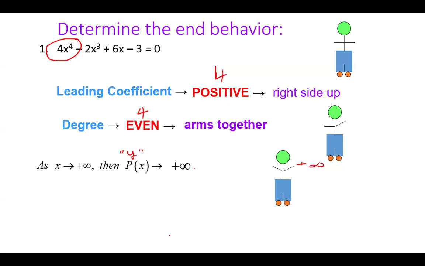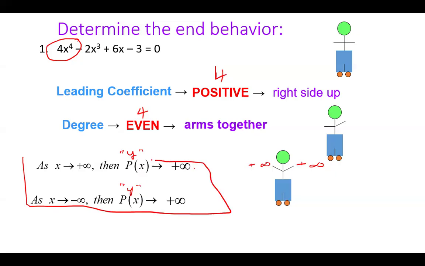That is sentence number 1. Sentence number 2 is describing your left side. And remember, we talked about your left side is when your x is heading towards negative infinity. So as x heads towards negative infinity, then p of x, again, we're looking at our y's. What are our y's heading to? They're heading up. And if my y values are going up, that means they're heading towards positive infinity. This is the answer that you write. That is your answer to end behavior.